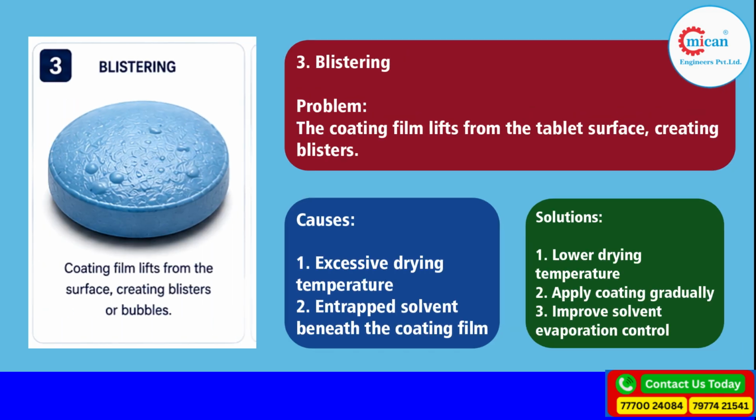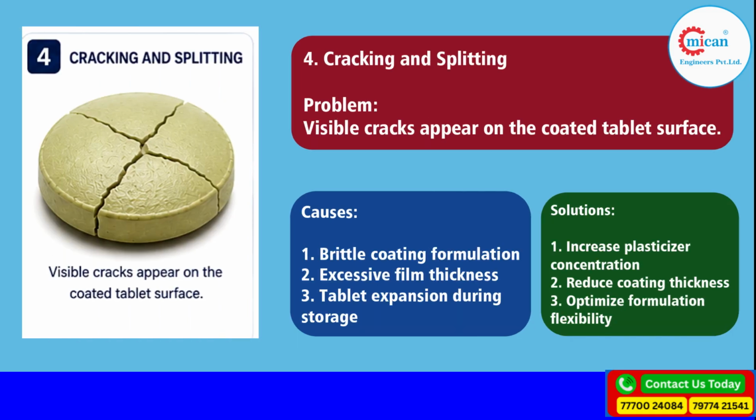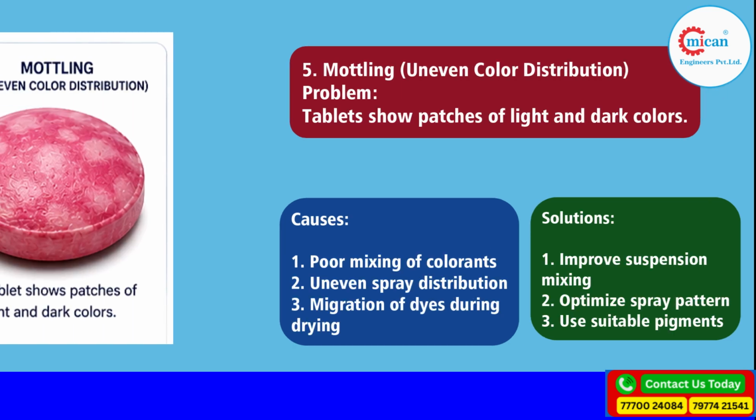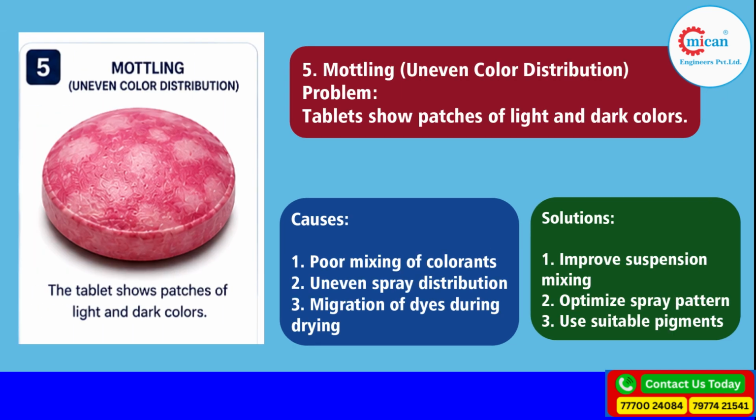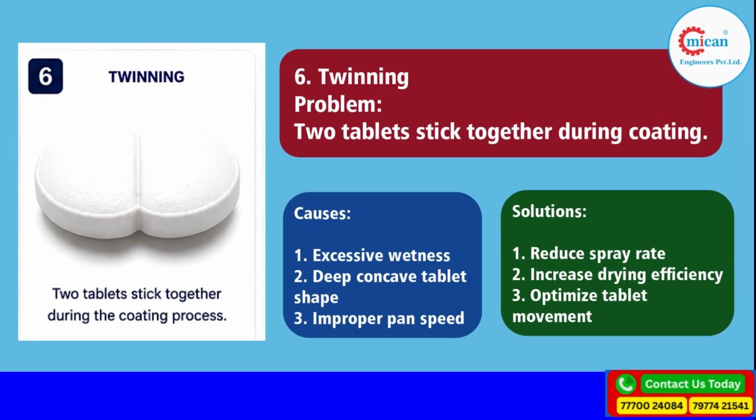Blistering problem. In this, the coating film lifts from the tablet surface, creating blisters or bubbles. Cracking and splitting problem. Visible cracks appear on the coated tablet surface. Mottling. Uneven color distribution. Tablets show patches of light and dark colors. Twinning. Two tablets stick together during the coating process.